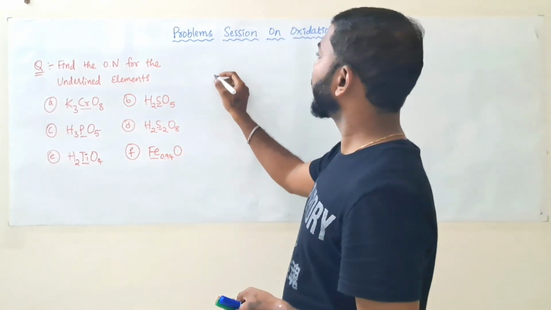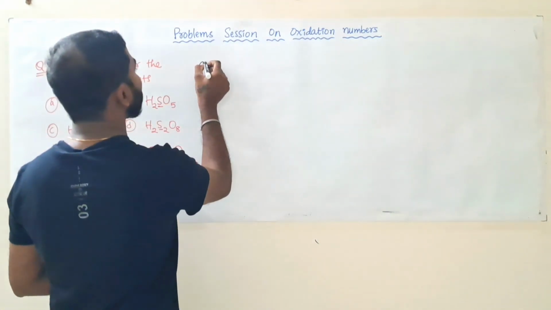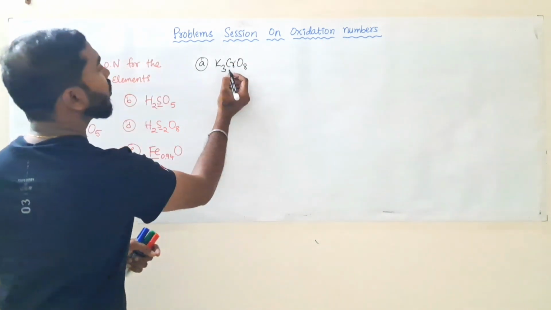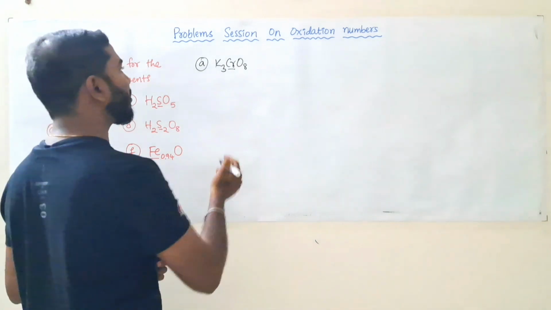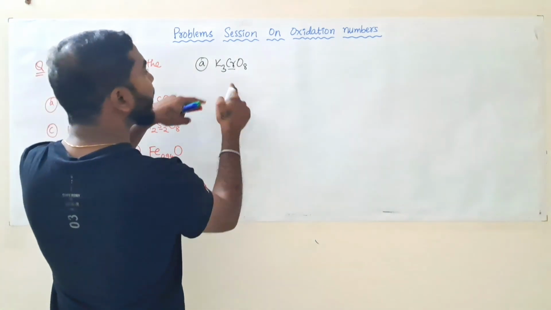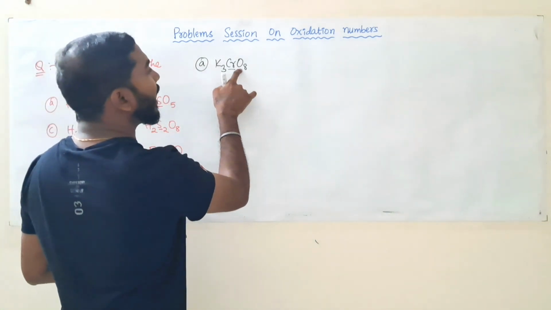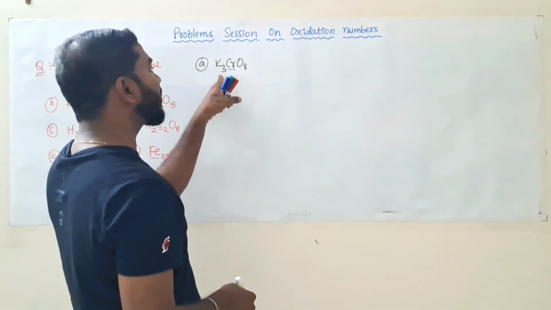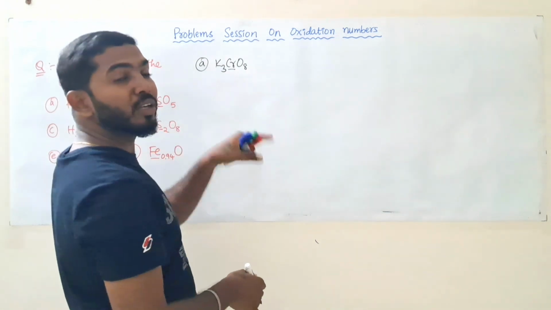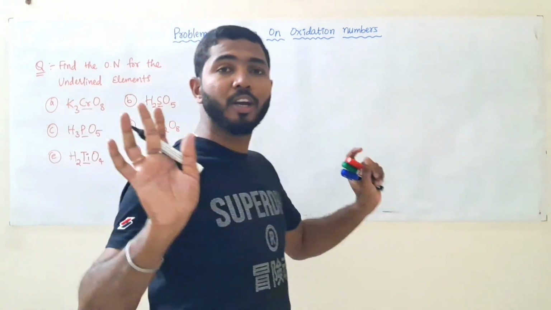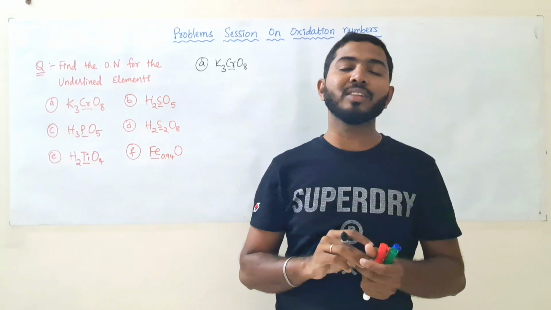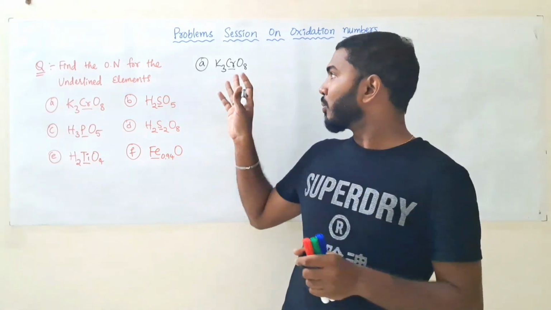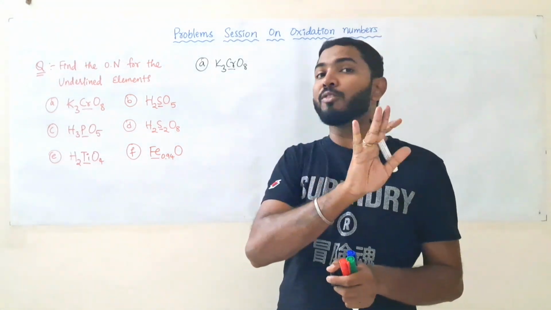K3CrO8. Normally if we calculate the oxidation number of chromium, how much are we going to get? That is 3 into plus 1 and 8 into minus 2, that is minus 16, and then there is plus 3. So it is going to give us plus 13, which is not at all possible. Chromium is actually a 6B group element, present in the d block. But here it is giving us plus 13, which is not possible.